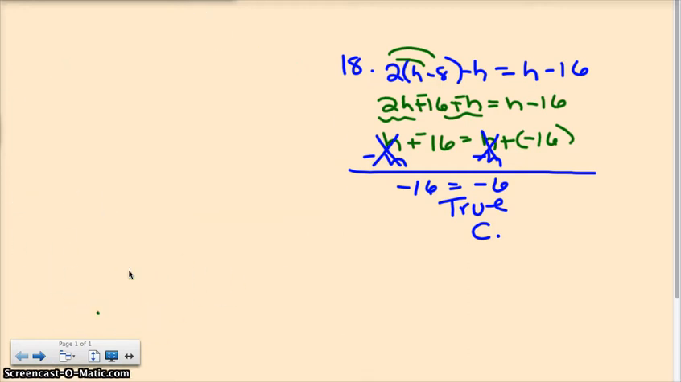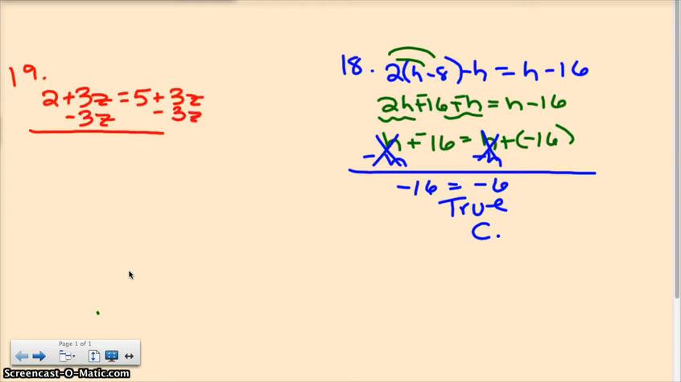19. 2 plus 3z equals 5 plus 3z. Get my z to one side, and I get 2. The z's totally cancel. 2 is equal to 5. Again, the z's totally cancel on that side. That's a false statement. If it's false, we say it's no solution, and no solution is letter C.